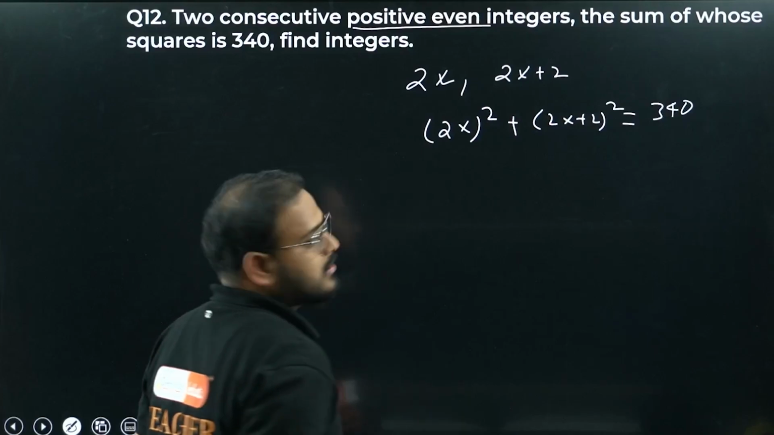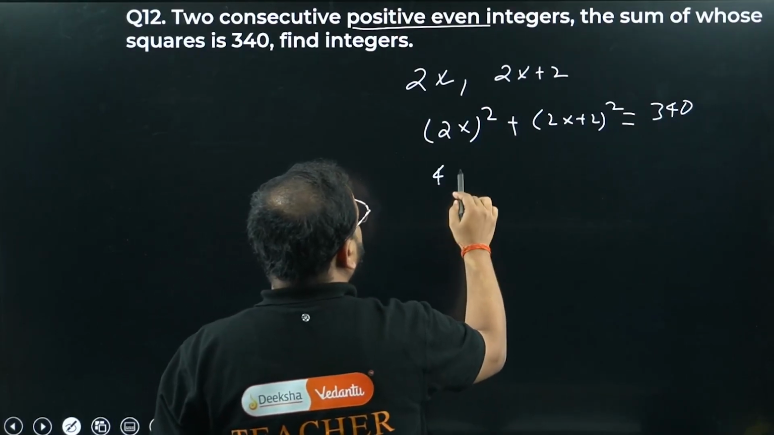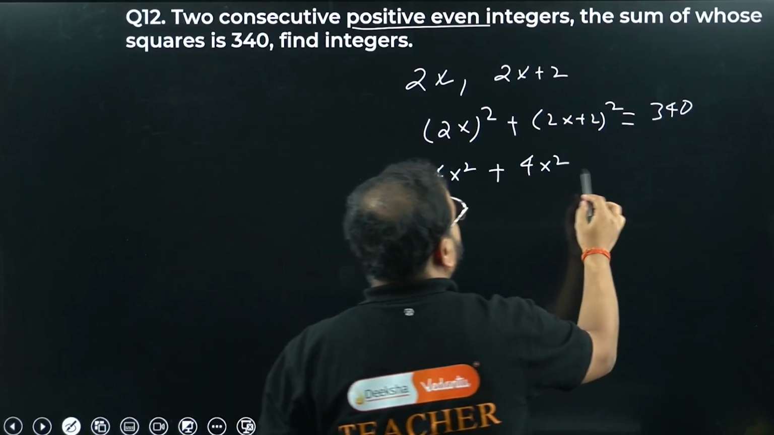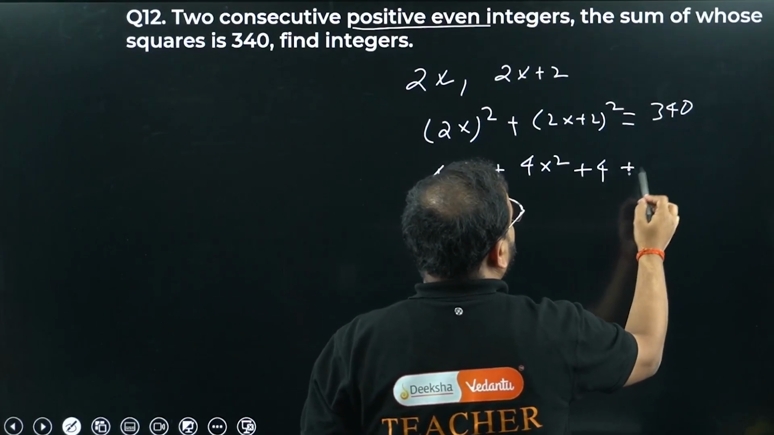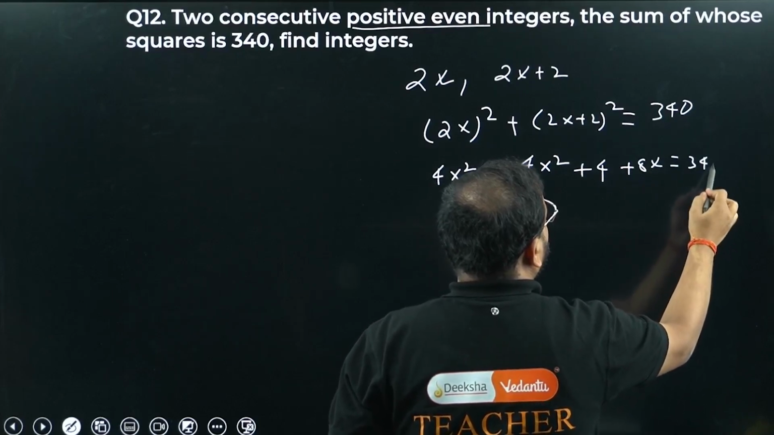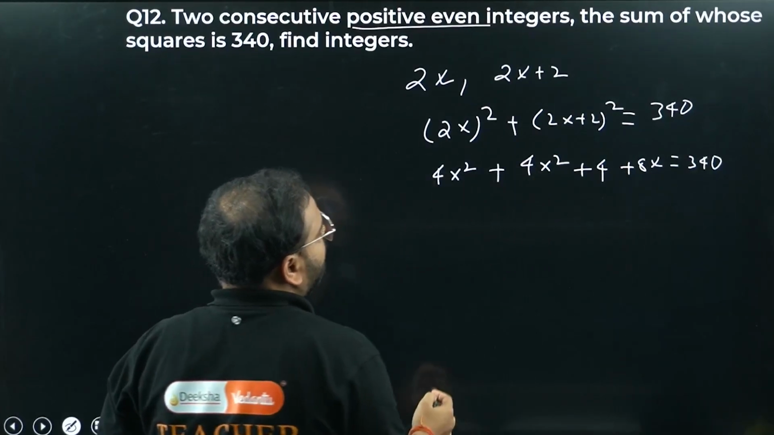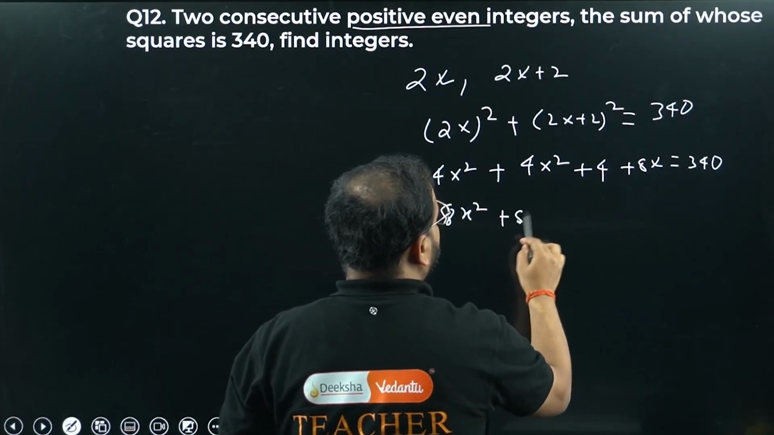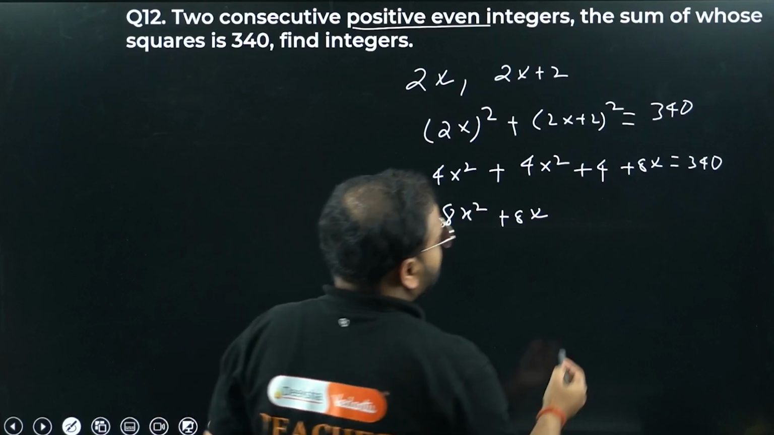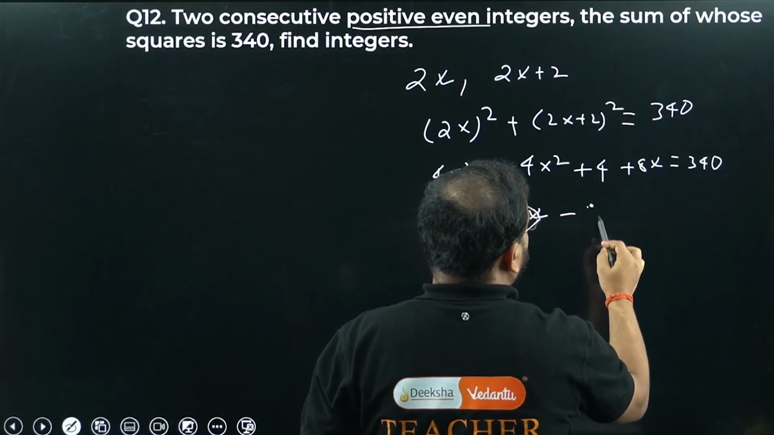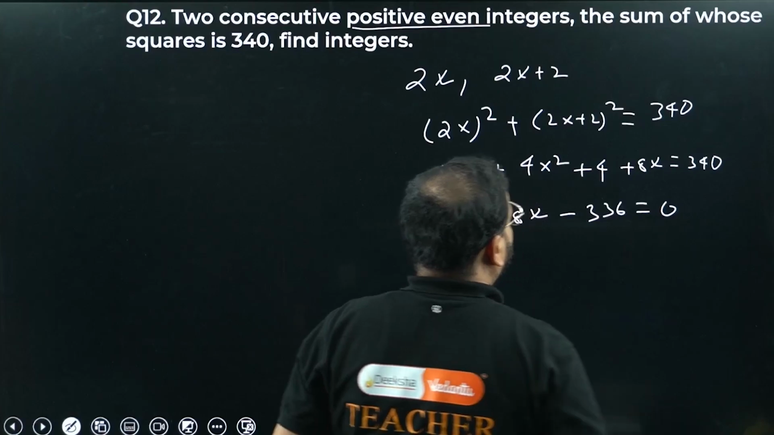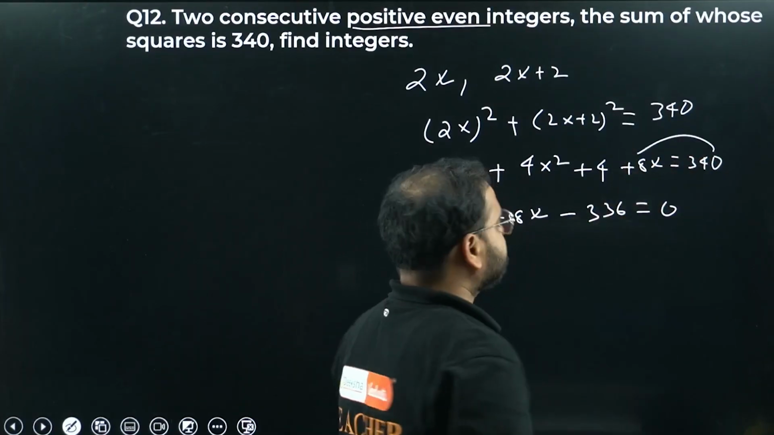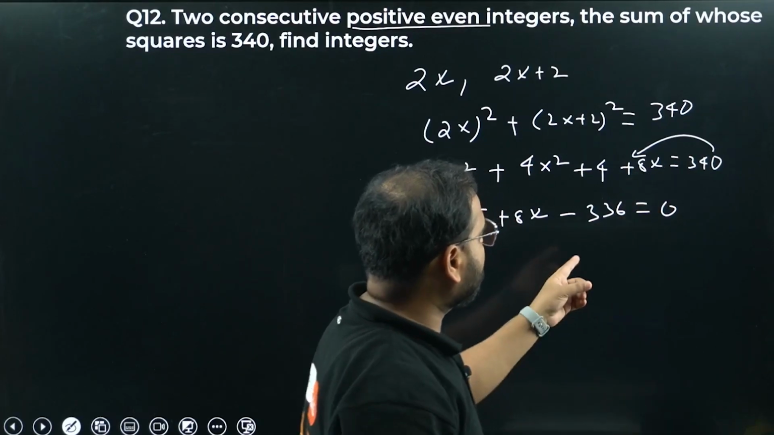340. How will you solve it? Please check here. 4x square plus 4x square plus 4 plus 8x equals 340, sir. Bring it over here: 8x square plus 8x plus 4 minus 340. If I bring this 340 on this side, it will become minus 340 plus 4, which is minus 336.